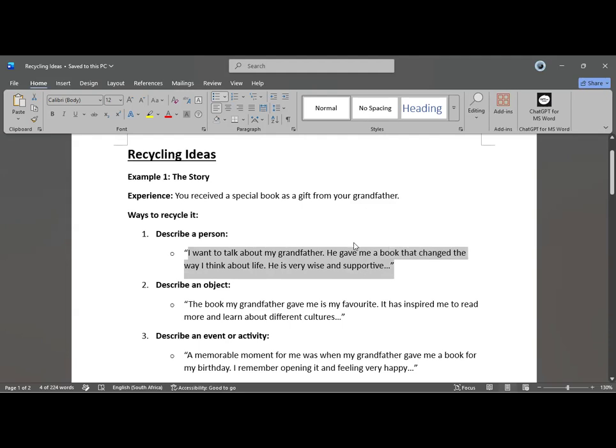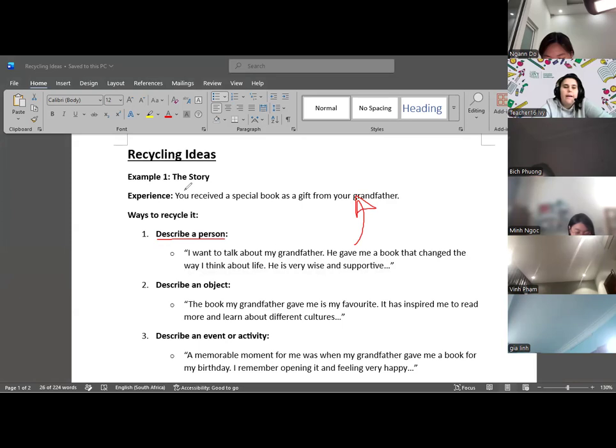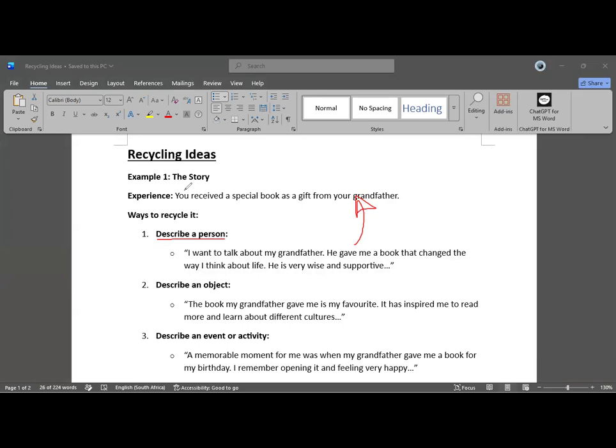So as you can see, we used this story to describe a person. Next, an object. Maybe you get a question about describe a book that you read recently. So now you are describing an object. The book my grandfather gave me is my favorite. It has inspired me to read more and learn more about different cultures. Yet again, we use the same experience to describe an object.